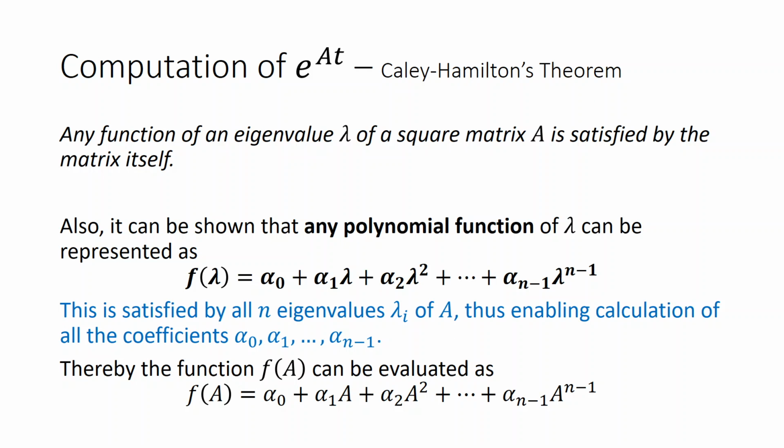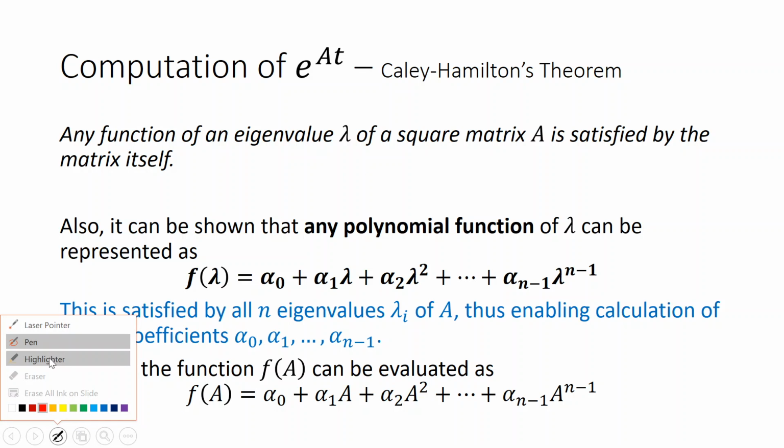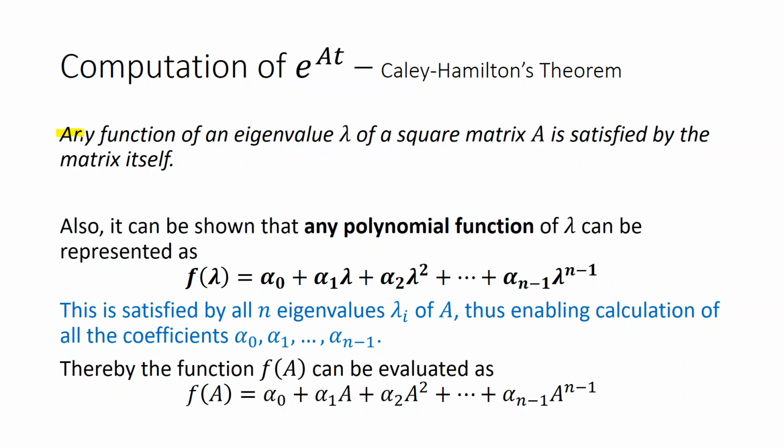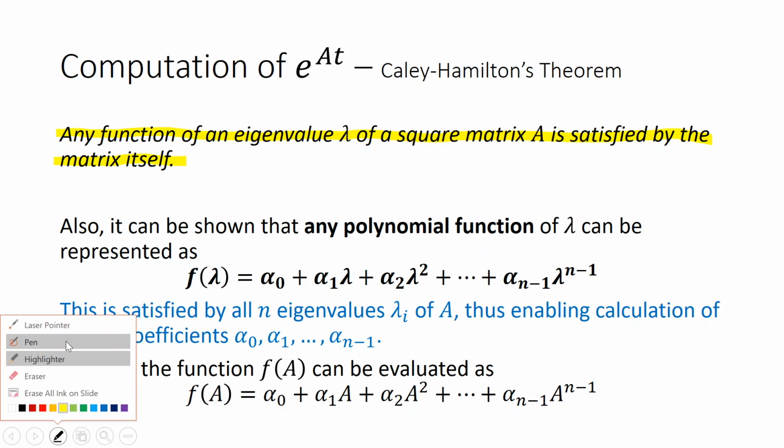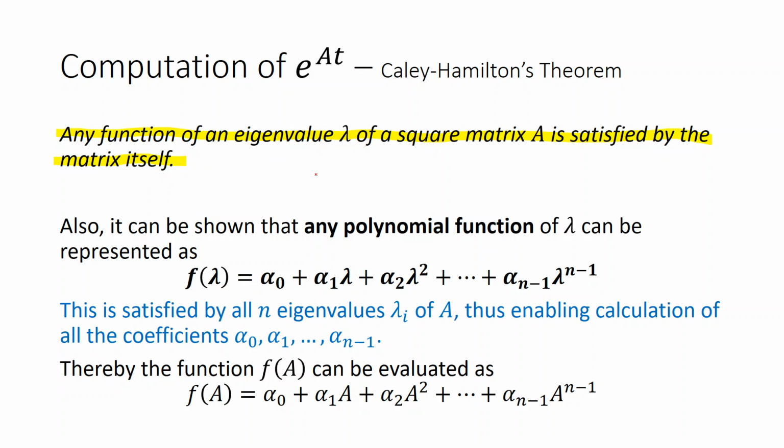Now there is the last one. The last method is the Cayley-Hamilton theorem. The Cayley-Hamilton theorem is this, what you read in the italics. It is very important. I guess at one point of time in our lecture I stated this theorem once. It says that any function of the eigenvalue lambda of a square matrix A is satisfied by the matrix itself.